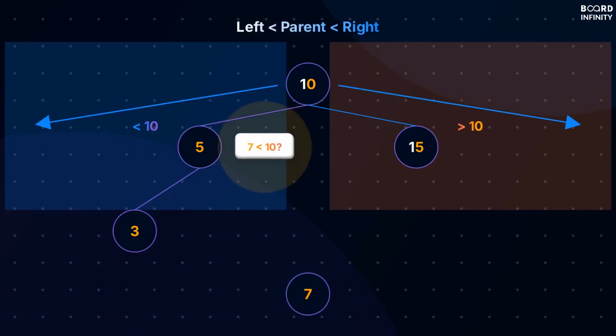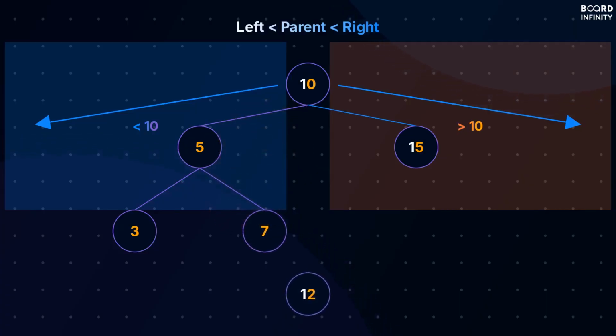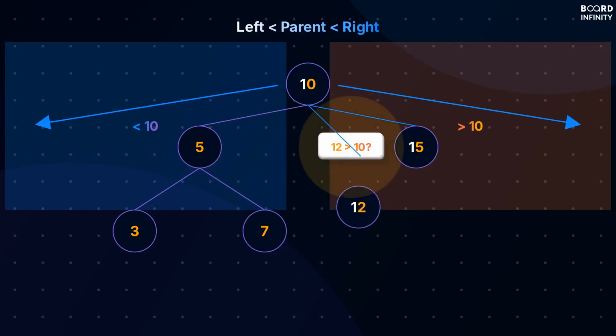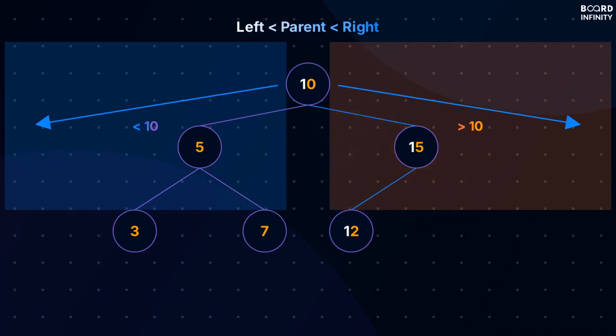Similarly, for 7, we go left from 10. But at 5, 7 is larger, so it branches to the right. This process of comparison and branching allows the tree to build itself based entirely on these ordering rules.